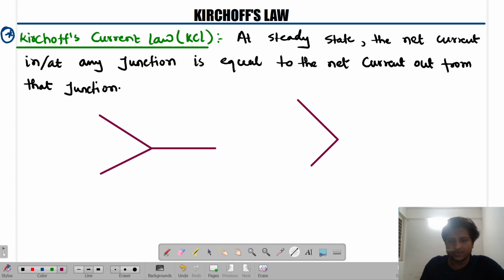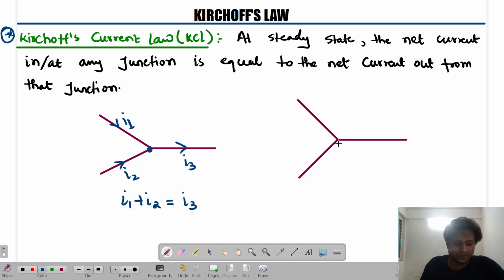So let's suppose I take two examples of it. Here let's suppose some currents I1, I2 and I3 are present. According to the current law, at the junction, whatever is my net incoming current must be equal to my net outgoing current.